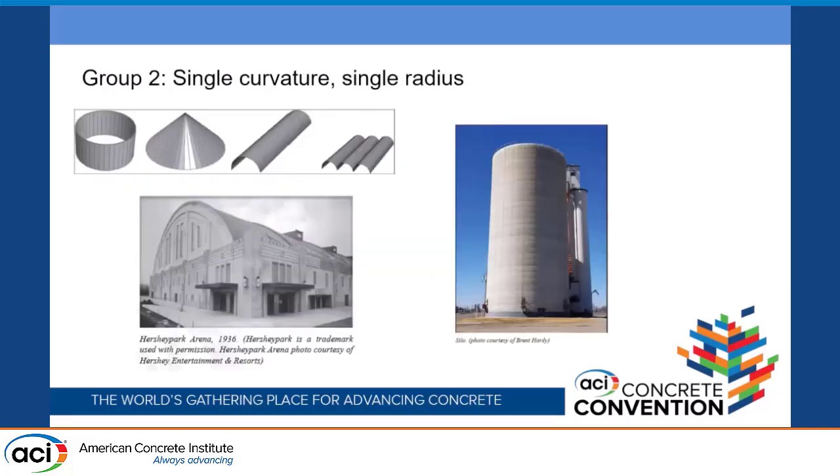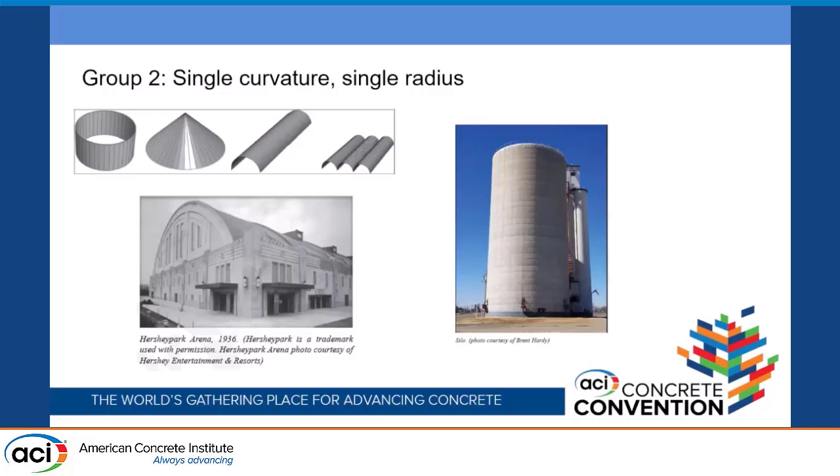The second group we looked at is shells of single curvature with a constant radius of curvature, so your silos or tank-type structures. Here in Hershey, this is 1936, a concrete barrel shell roof, one of the oldest barrel shells in the United States. Once again, fairly simple. The curvature is only in one direction, so it's easy to form with straight dimension lumber in the other direction because it's only curving one way.